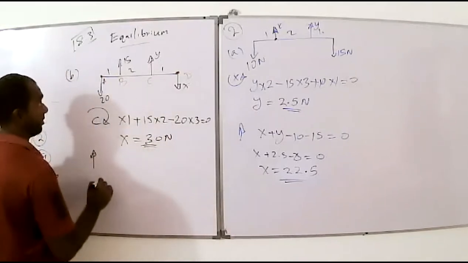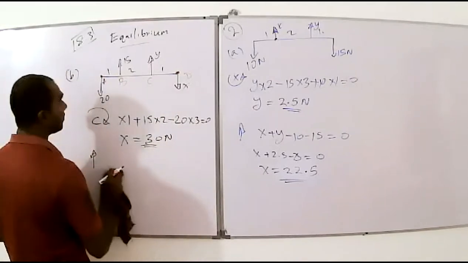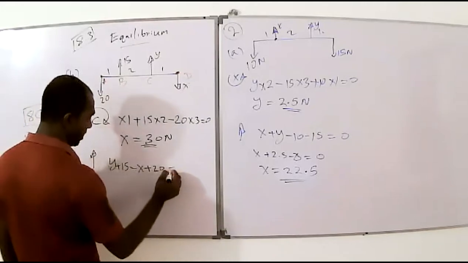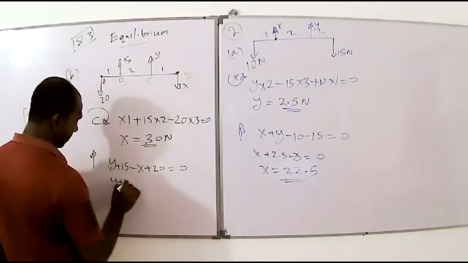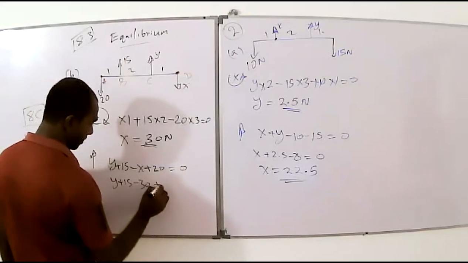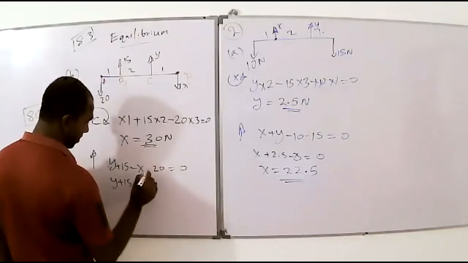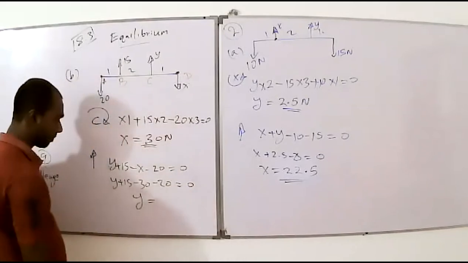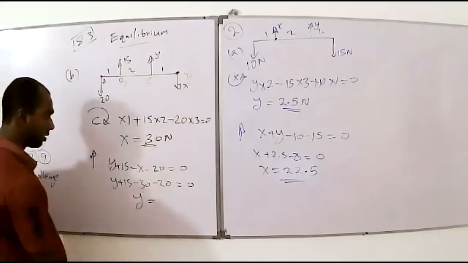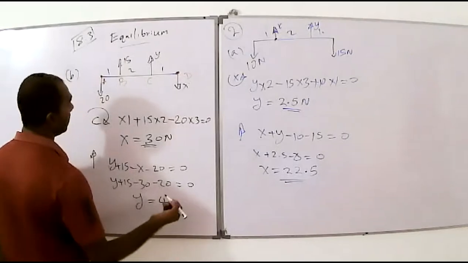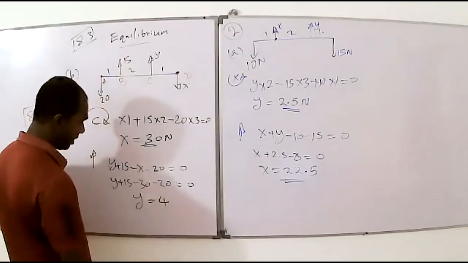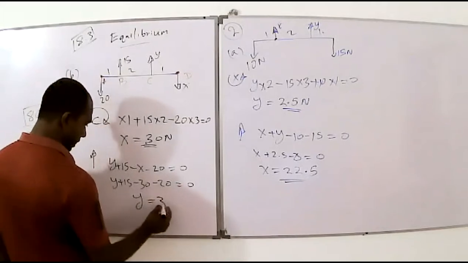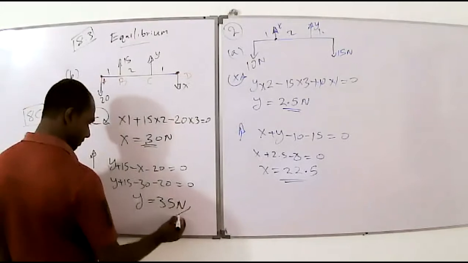Now if you resolve upward, y plus 15 minus x plus 20 is 0. So y plus 15 minus 30, and this is also minus 20, equals 0. So y is equal to how much? 15 minus 15, 45, no? Sorry, 35. 35 newtons.